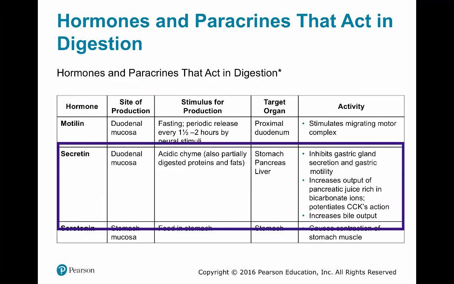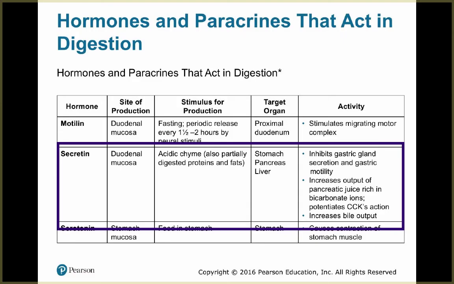And the other one is secretin. Again, you see it made in the mucosa of the duodenum, and its stimulation is partially digested proteins and fats, again, basically acidic chyme, and its target is the stomach, pancreas, and liver. And in here, as you can see again, it inhibits gastric gland secretion and gastric motility, right? And so these are the two things. Of course, there's other things in here that they're talking about, but those are the two main ones that we're focusing on in looking at the inhibition of the intestinal phase.